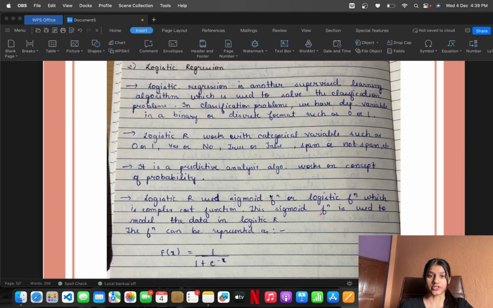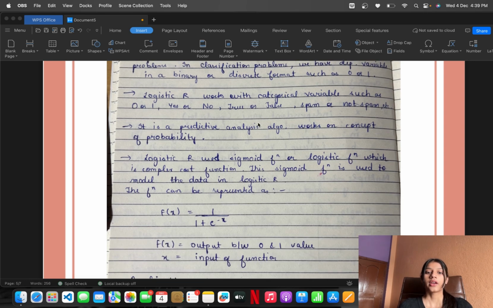Now logistic regression. Logistic regression is another supervised learning algorithm which is used to solve classification problems. In classification problems, we have dependent variables in a binary or discrete format, that means 0 or 1. And logistic regression works with categorical variables such as 0 or 1, yes or no, true or false, spam or not spam, etc. It is a predictive analysis algorithm that works on the concept of probability.